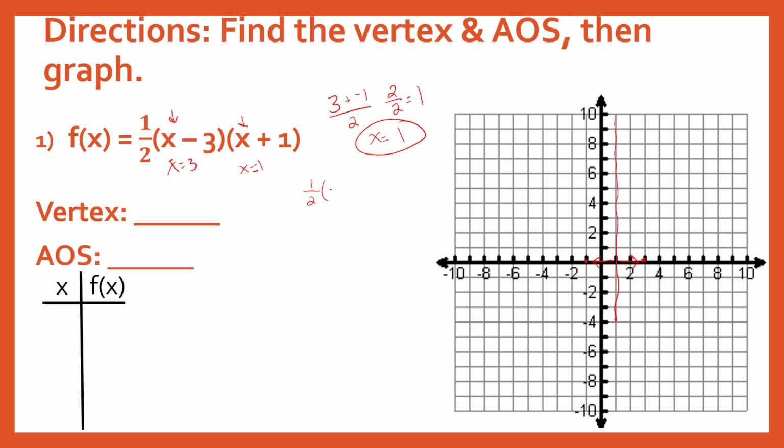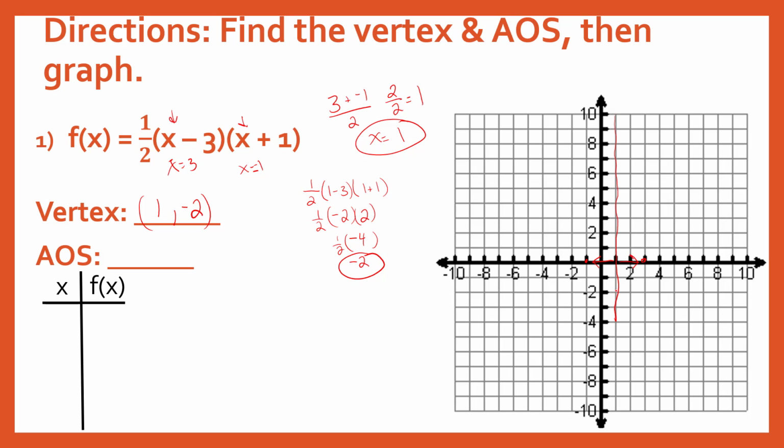1/2 times 1 minus 3 times 1 plus 1. 1 minus 3 is -2. 1 plus 1 is 2. And we're going to multiply that solution by 1/2. -2 times 2 is -4. -4 times 1/2 is -2. So now we know that the y value associated with this particular x value of 1 is negative 2. So our vertex is 1, negative 2.